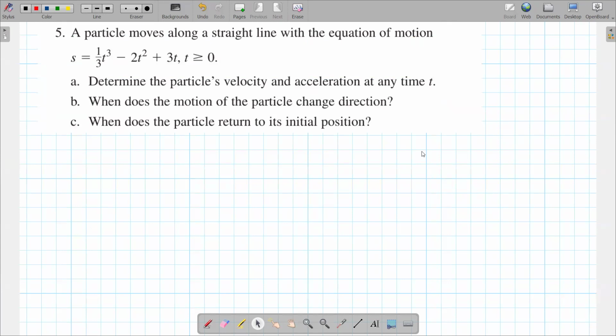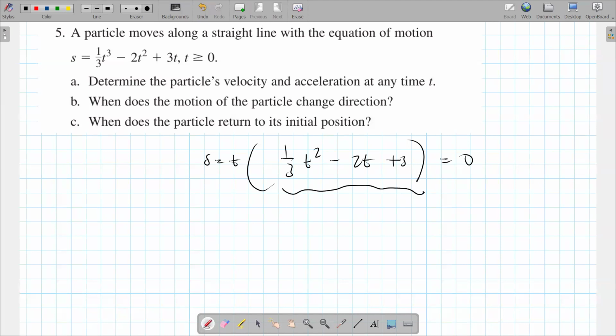So in our function, there's a bunch of t's, right? And we don't care about the negative time. So over here, can we pull out anything? What do you think? A t. A t, right? That's the only thing we can pull out. So let's pull it out. t, and then we get 1 over 3 t squared minus 2t plus 3 equals 0. And then you can use the quadratic formula for this.